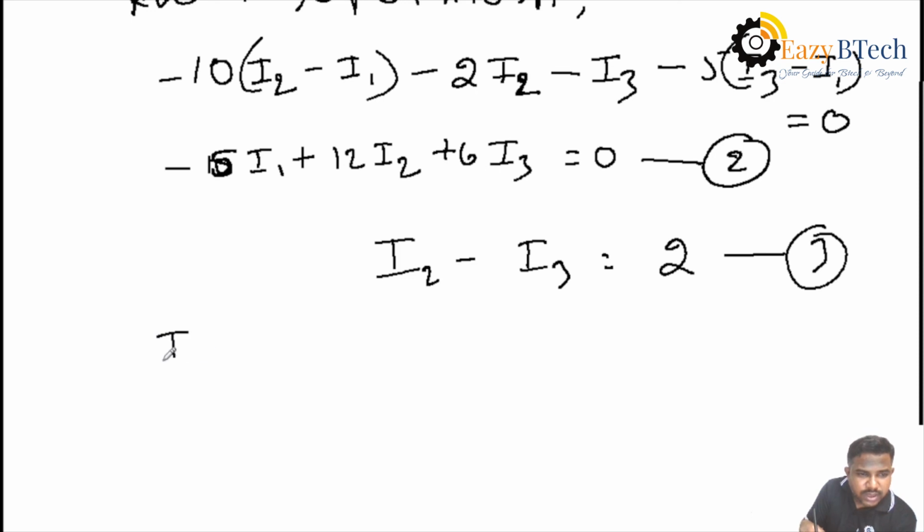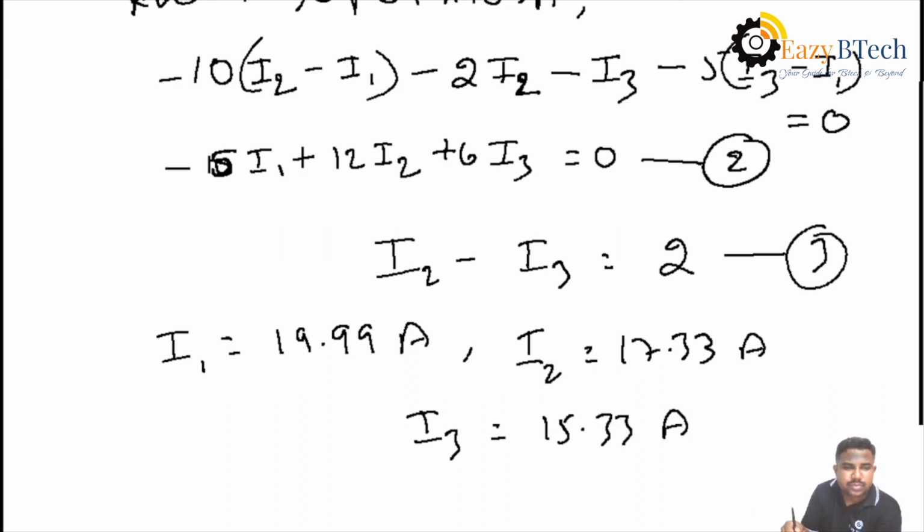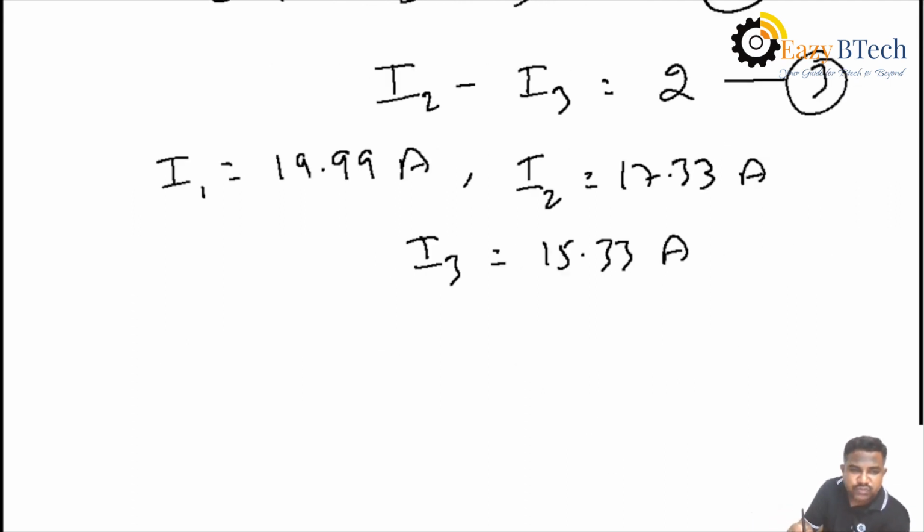Then you will get the value of I1 as 19.99 amperes, approximately 20 amperes, the value of I2 as 17.33 amperes, and the value of I3 as 15.33 amperes.